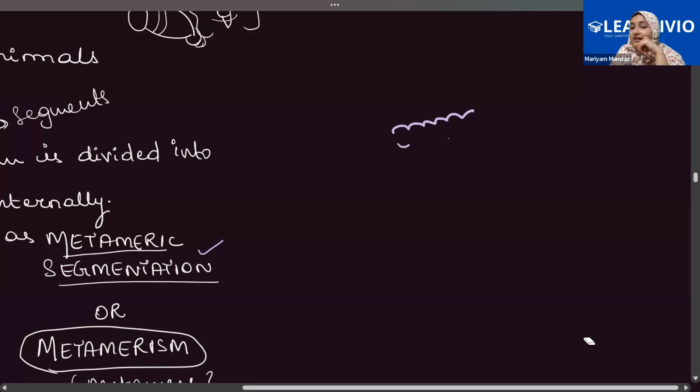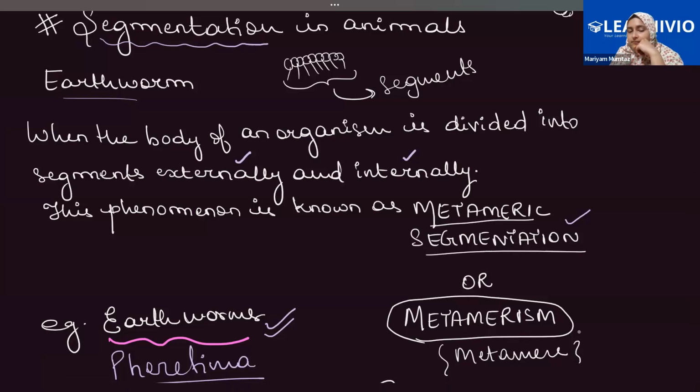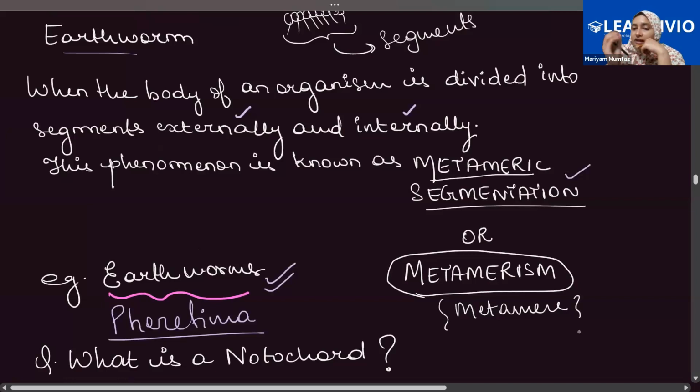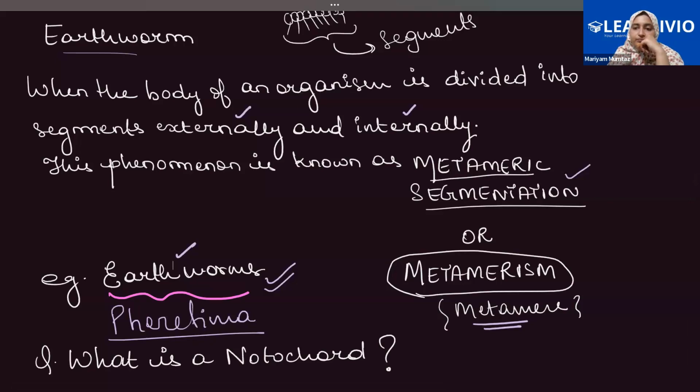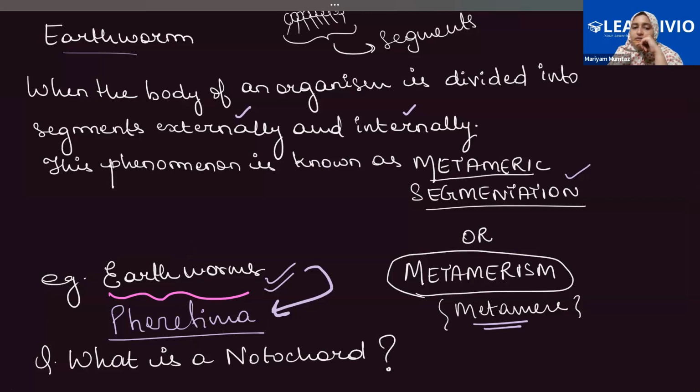One segment will have the reproductive structures, one segment will have the glands. The body has been divided into segments externally and internally too. We call this metameric segmentation or metamerism, and each of the segments is known as a metamer. This is found in earthworms. The very fancy scientific name of earthworm is Pheretima. And do you know what is the most common name of earthworm?